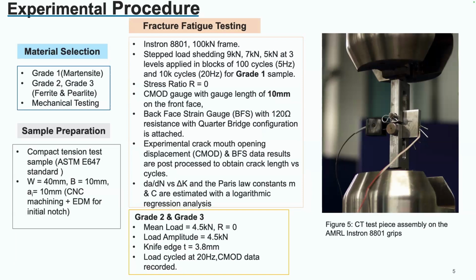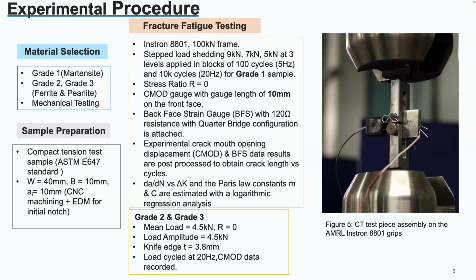The methodology for grade 1 is that we did a step loading. I initially started loading the sample with 9 kilonewton, and after probably 50,000 cycles, when I see a bit of crack propagation, I reduce the load to 7 kilonewton. With grade 2 and 3, we didn't do the step loading. We went with a load of 9 kilonewton. Because we are interested in the equipment that, when we develop a product, would make sense, we use the stress ratio 0. So that was the common condition for both.